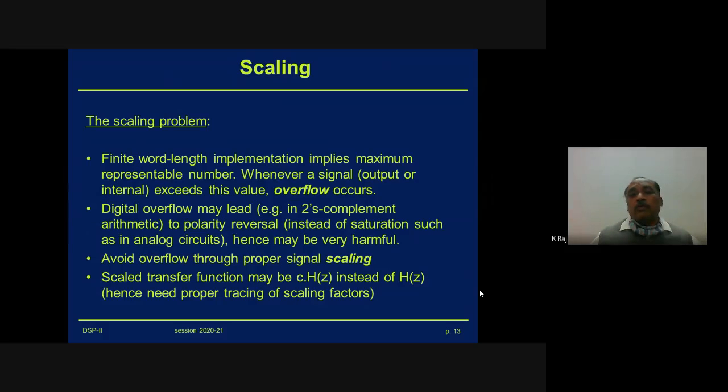To avoid the overflow, we have to use the concept of scaling. For the purpose of scaling, the transfer function H(z) will be modified as C multiplied by S(z). So we have to decide the value of C here.